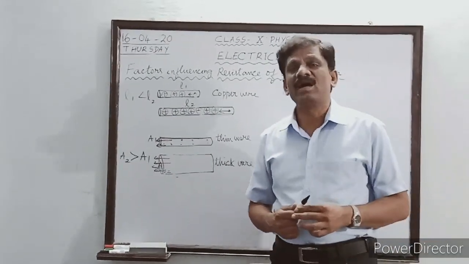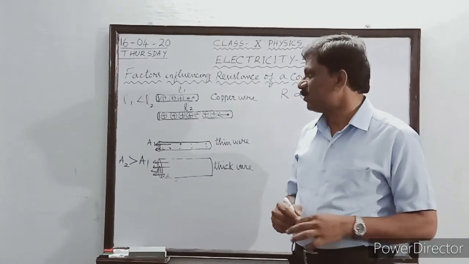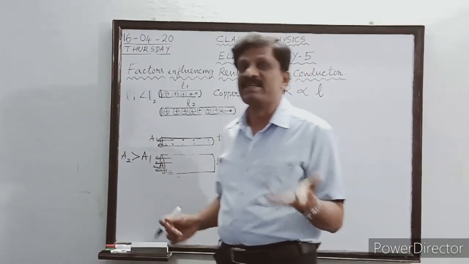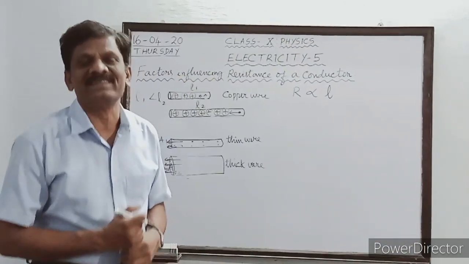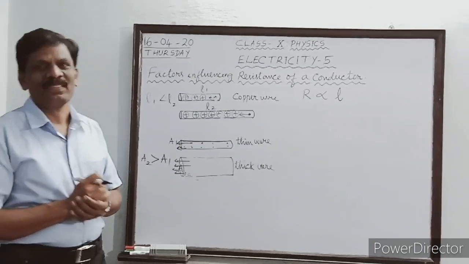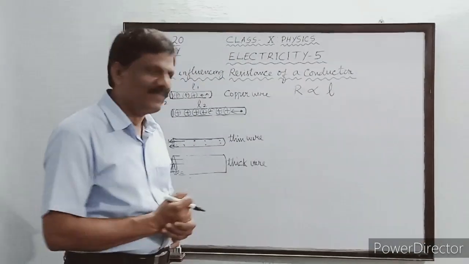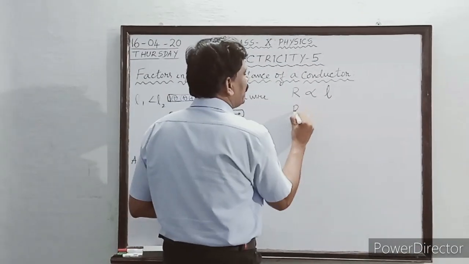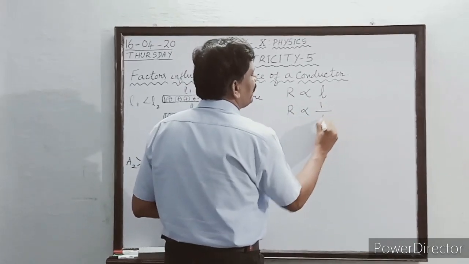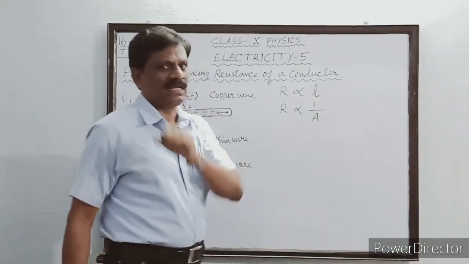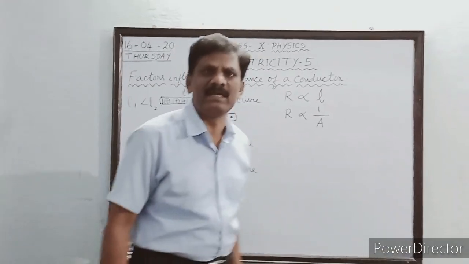So there is a large opposition. That means what? How does the resistance depend upon the area of cross section? Is it directly or inversely? Very good. It depends inversely. So I can summarize that the resistance of a conductor is inversely proportional to the area of cross section. Have you all understood or not?